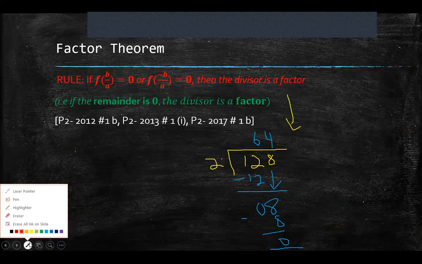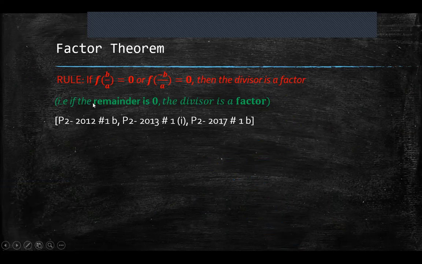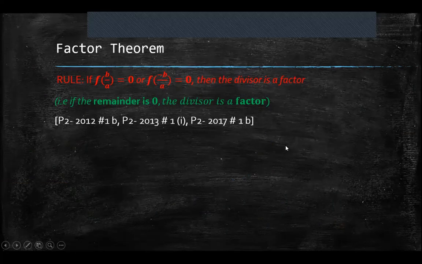All right, so this is what we are doing. We just finished factor theory, going through the theory. Now we're going to do past papers.